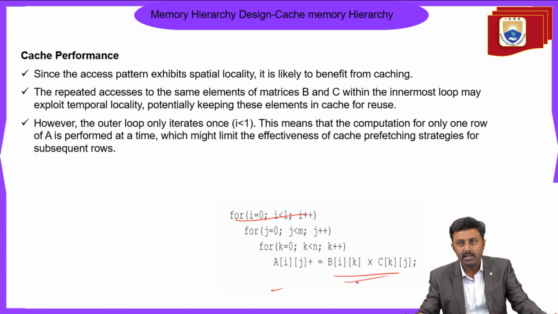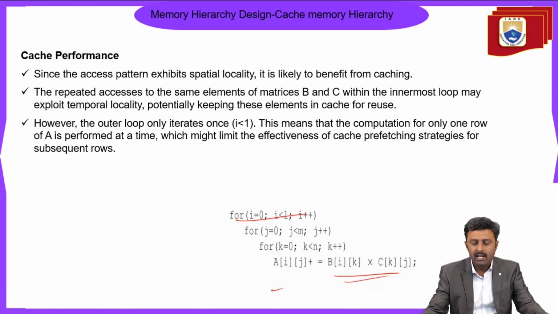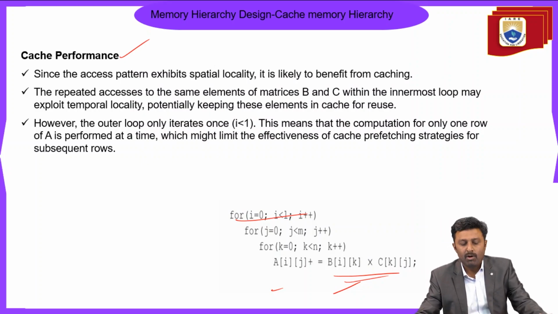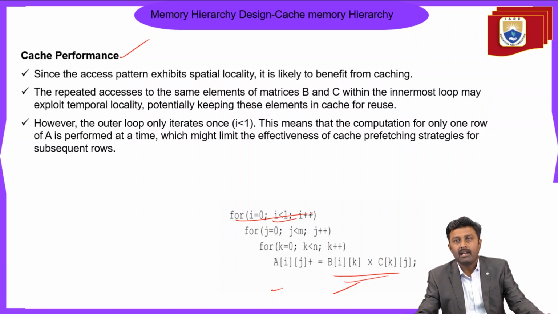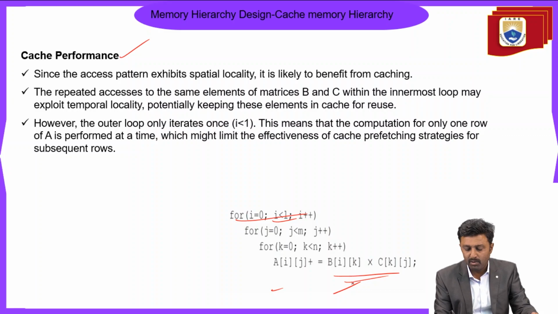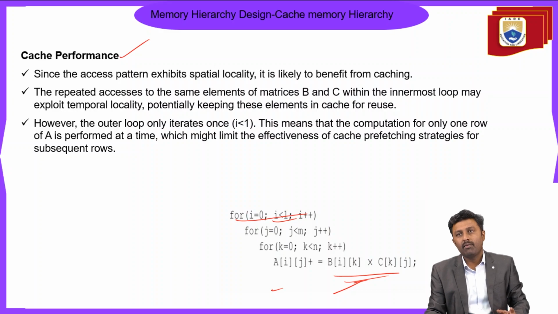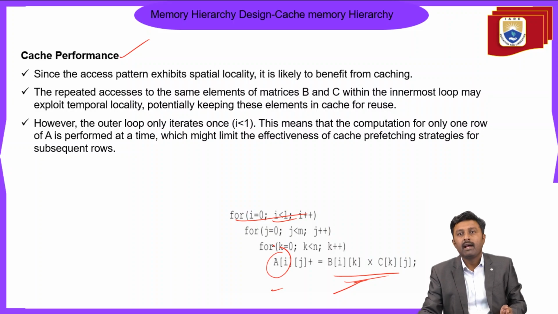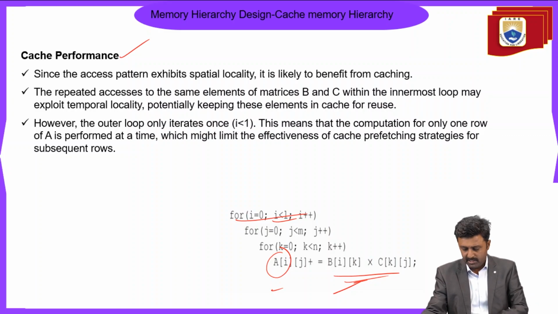So whatever data is stored for matrices B and C will be used for the future executions of the program. That is why the cache memory increases the speed of the operation. Whereas the outer loop, that is i less than or equal to 1, iterates only once, the inner loops will be executed frequently. This means the computation for only one row, that is A, is performed at one time, which might limit the effectiveness of the cache prefetching strategy for the subsequent rows.